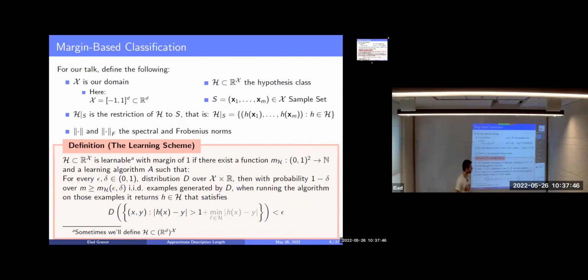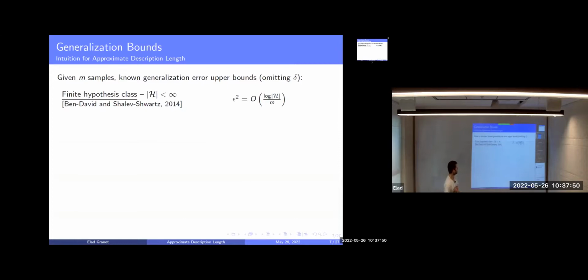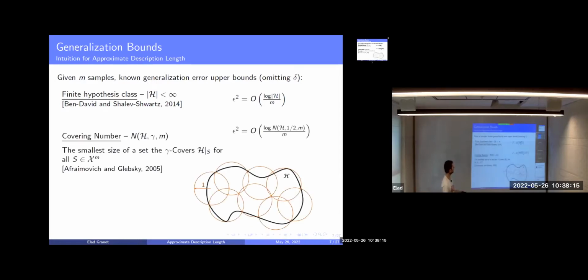Okay. And some very known results are for a finite hypothesis class. So for a finite hypothesis class, we know that the generalization error squared, epsilon squared, is degrading with log the number of functions. So this is like the first known result.